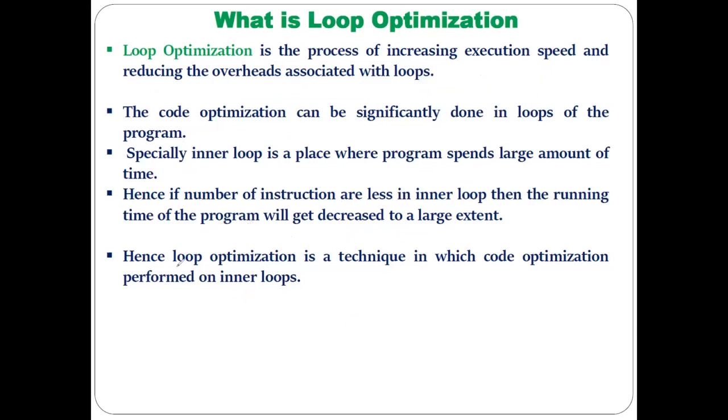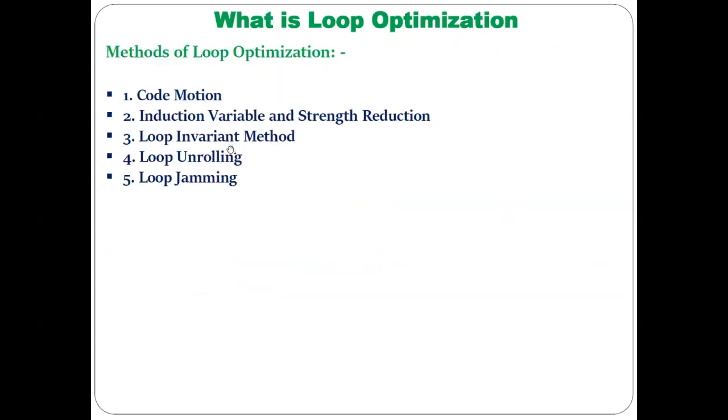Understood. So loop optimization is a technique in which code optimization is performed on the inner loops. Most of the time, related to loop optimization, the optimization is performed on the inner loops, and through that the running time of the program is reduced and execution speed can be increased. Understood. So that is the overall concept of loop optimization.